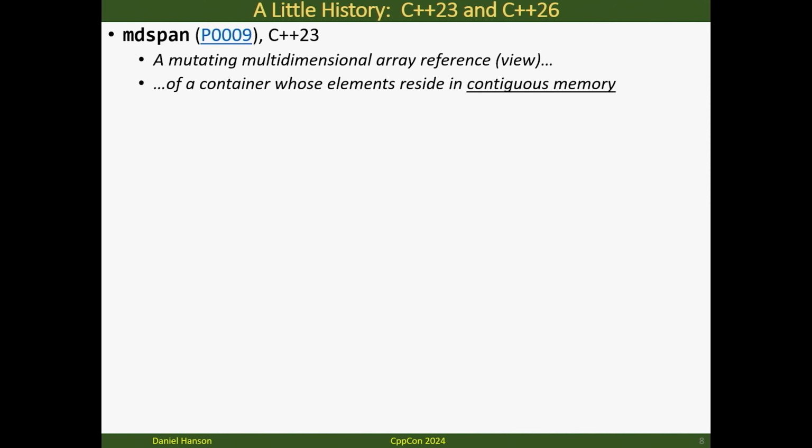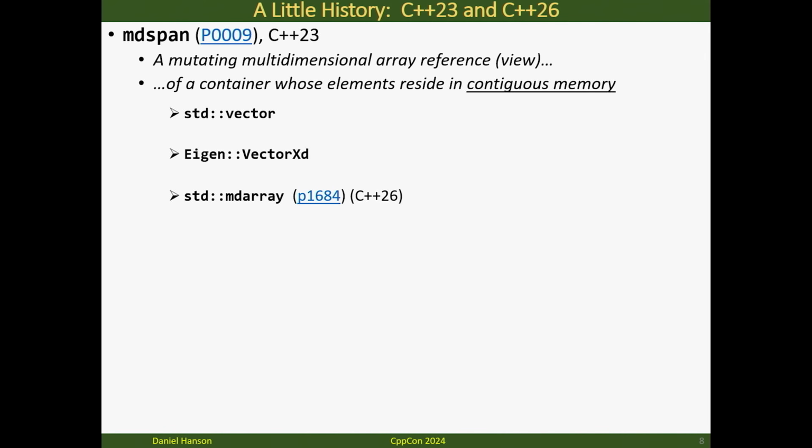So, for example, you could have a std::vector, and you could impose a two-dimensional structure on a one-dimensional vector. And that can represent a matrix. You could also use an Eigen VectorXd type, which we'll talk about shortly. That's also in contiguous memory.